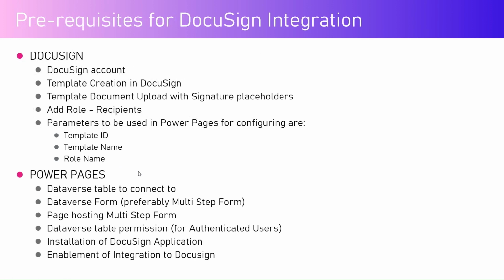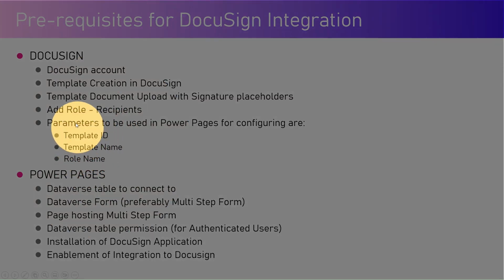Moving on to the prerequisites for DocuSign integration. First, you need to have an account in DocuSign. You need to create a template in DocuSign and upload the template document for which you need a signature. You add a role and some parameters while creating a template. Template ID, template name, and role name: these three pieces of information will be used in connecting to Power Pages.